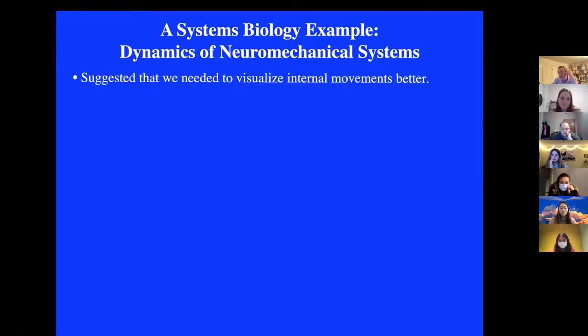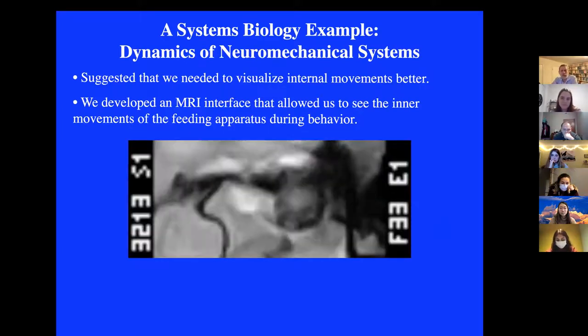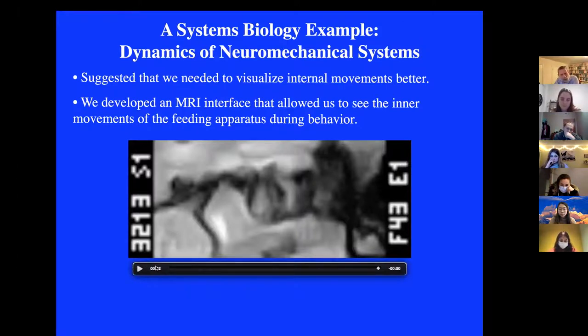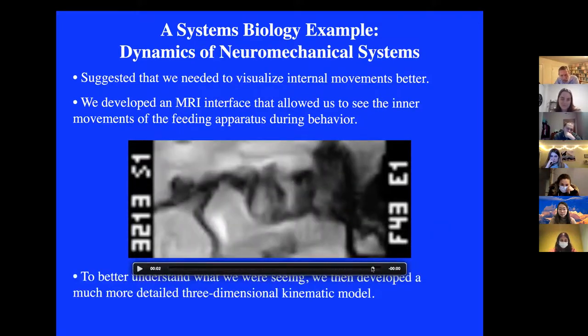So that meant we should visualize the internal movements better. And so we developed an MRI interface that allowed us to see the inner movements of the feeding apparatus during behavior. This is work of David Neustadter for his PhD thesis. And this is the inside of a slug as it's biting using MRI. Here's the lumen of the gut, here's the esophagus, here's that grasper that you saw from the outside, here's the jaws, and let me see if I can grab this and do it more slowly.